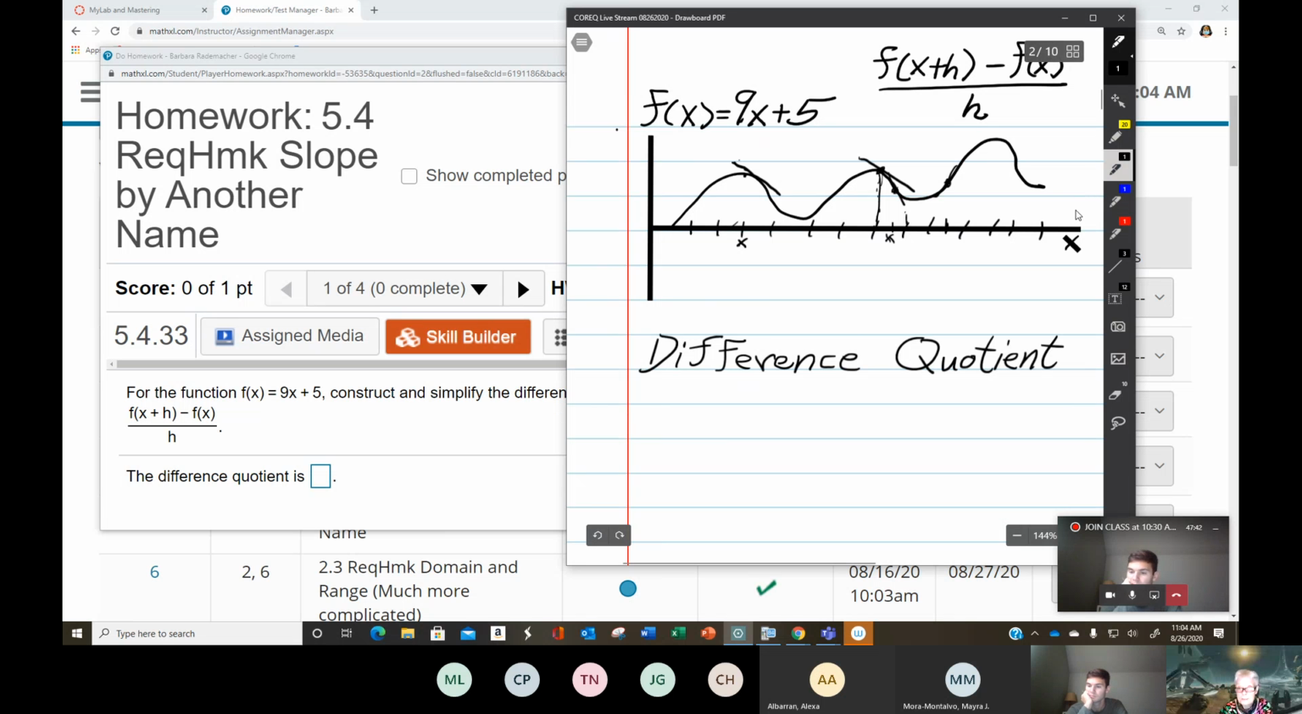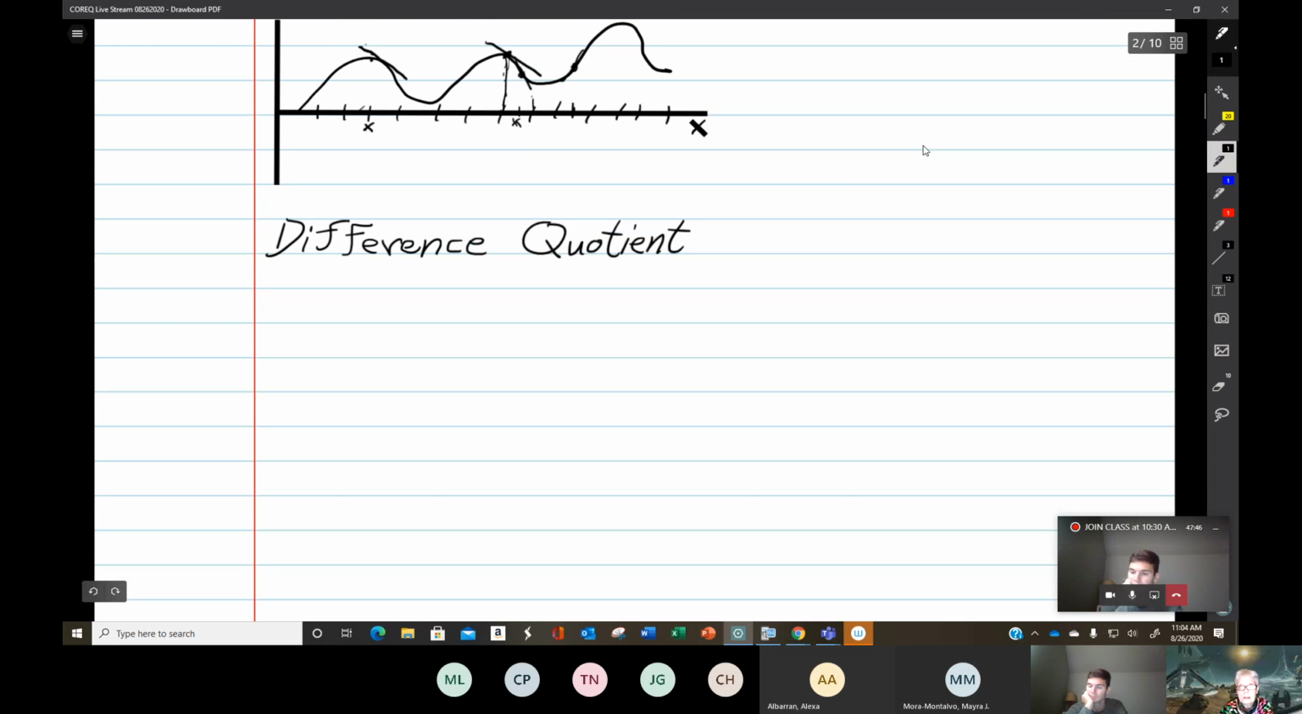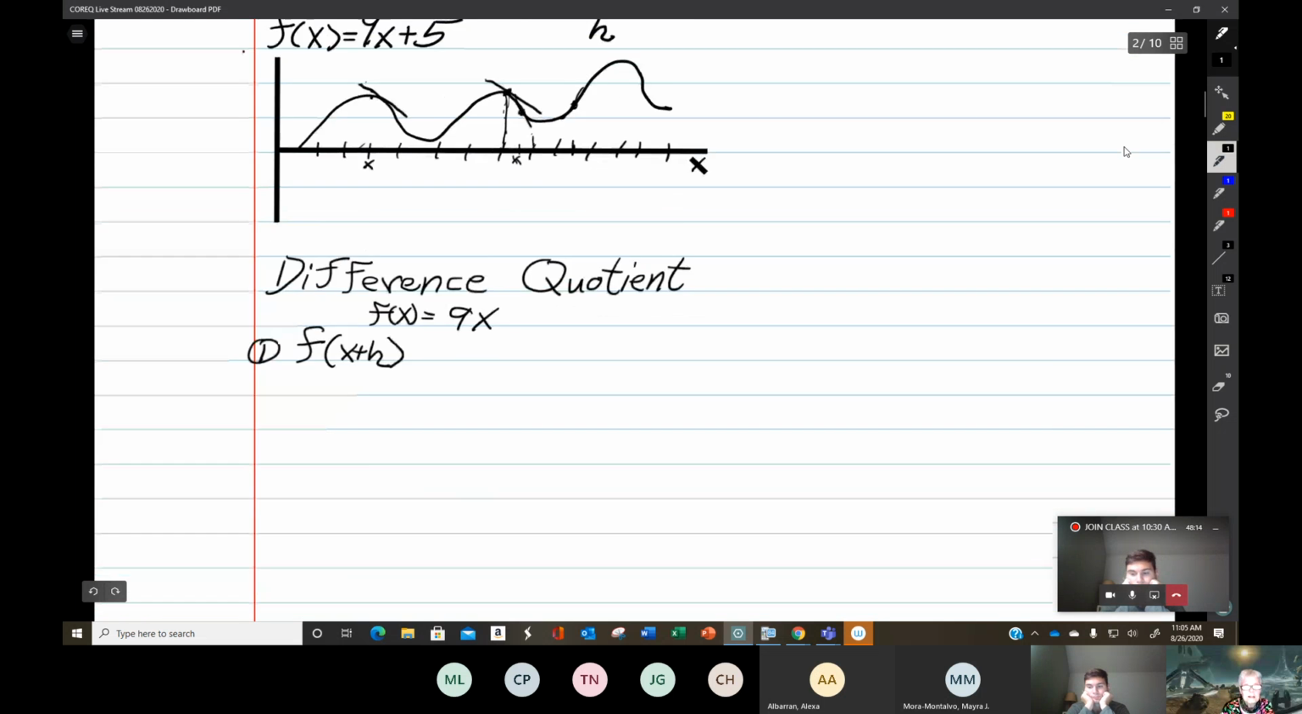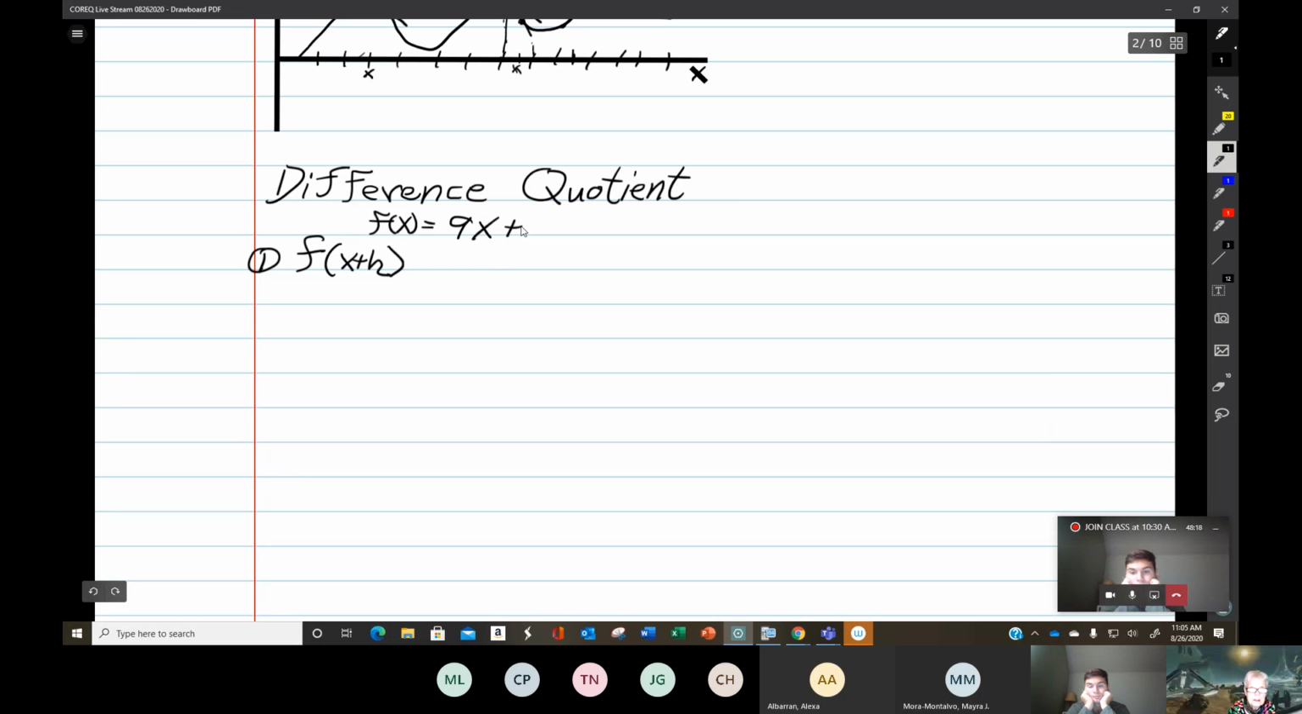So step one. The first thing you're going to do is find what f of x plus h is. Now you already know that f of x is 9x plus 5. So wherever there's an x over here, I put an x plus h. So I'll have 9 times x plus h plus 5.